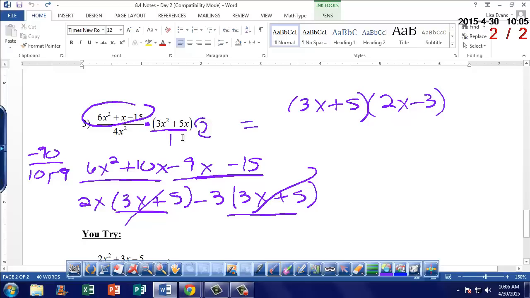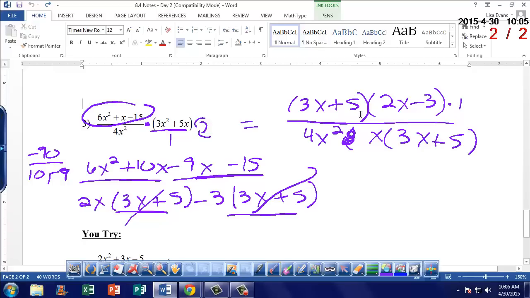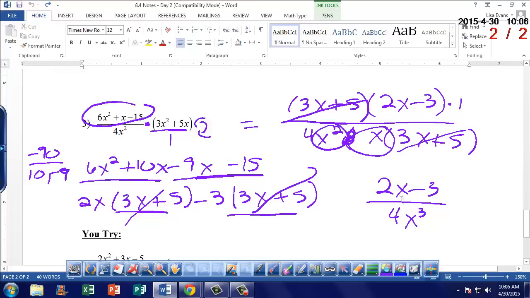Now, the second fraction flipped, so I have a 1 on top. So I don't need to write times 1. If you want to, just to remember that you did it, that's fine. Now on the bottom, there's nothing I can do with the 4x squared. This one, I can go ahead and take out another x. And then I'm left with 3x plus 5. So the 3x plus 5 cancels. The numerator, I have a 2x minus 3, and the denominator, I have a 4x cubed, because you have an x squared times x. You cannot cross any of these off because of the minus sign. Okay, the only time you can divide out terms is if everything is written in multiplication.